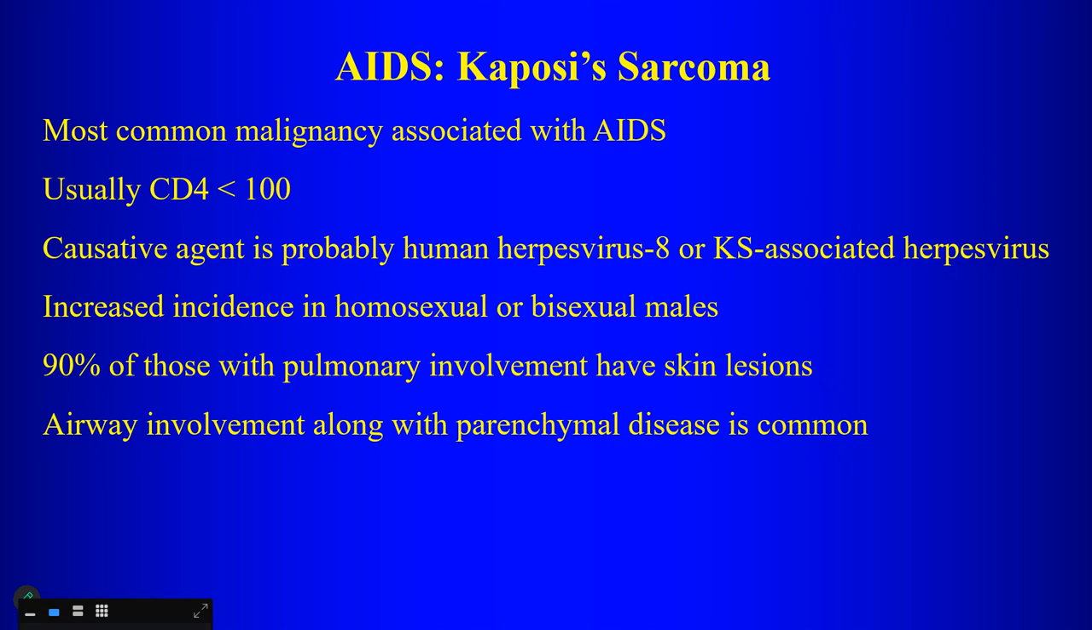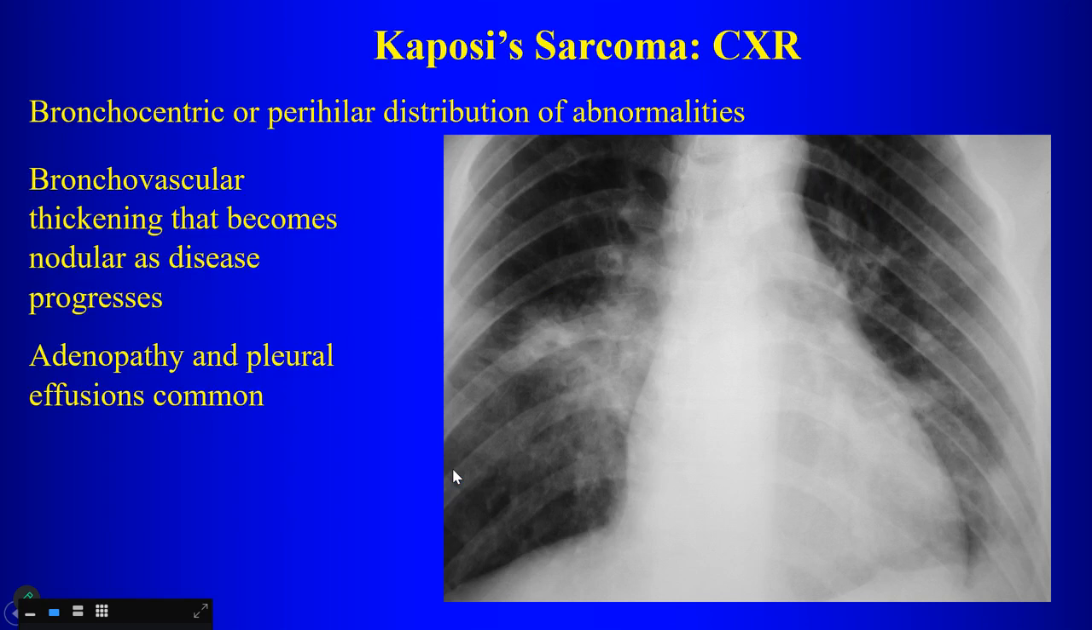So if you're thinking about this based on what you see on CT, it's important to ask if the patients have skin lesions. They can also have airway involvement. So it's the perihilar distribution, the bronchovascular distribution of opacities. They kind of have a very angry appearance, right? So that's why they're called flame-shaped, with irregular borders.